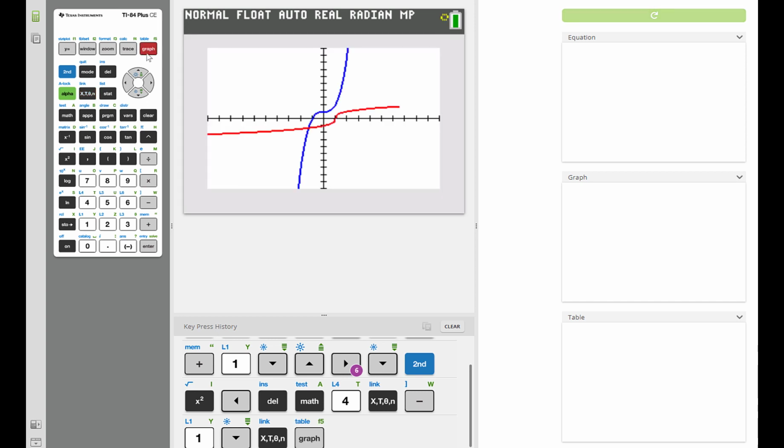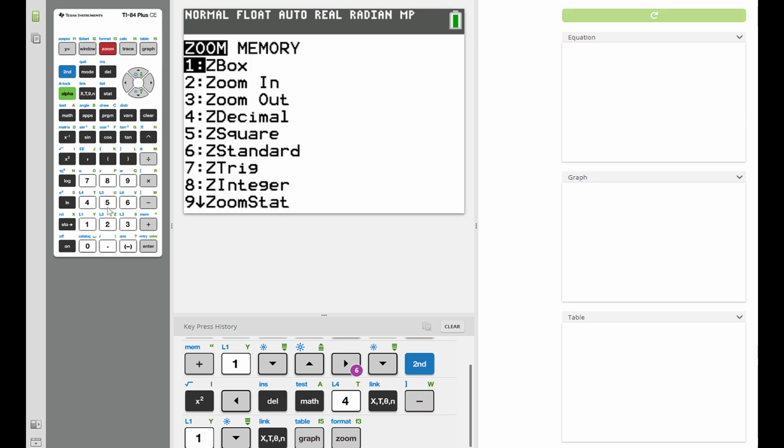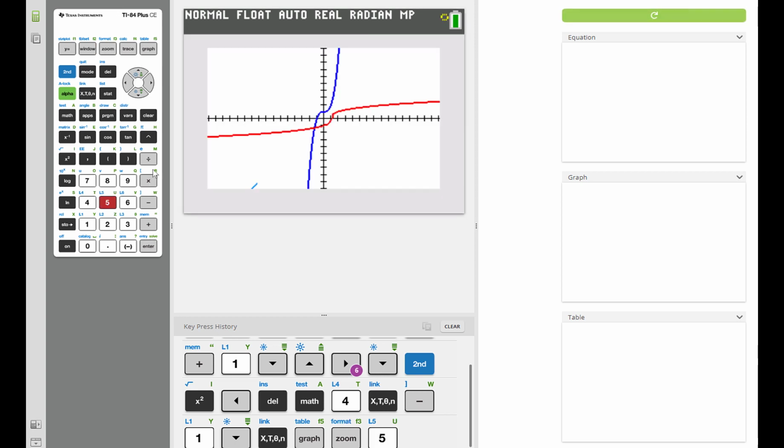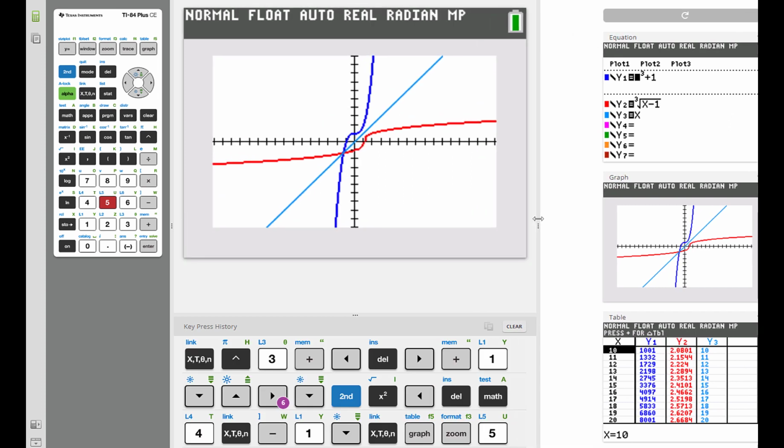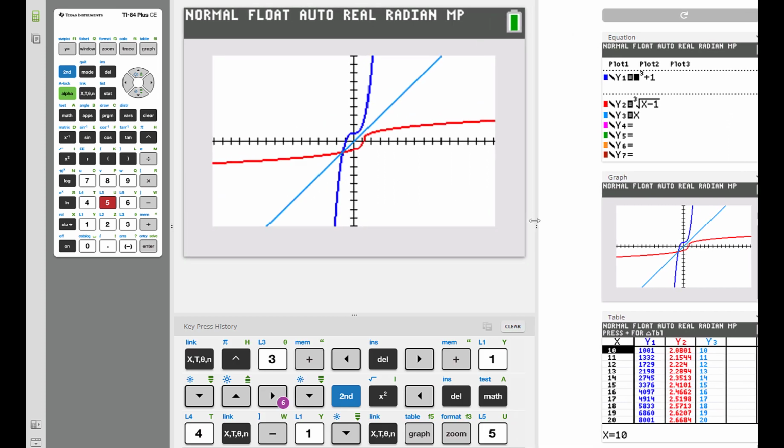When I graph these, they should look symmetrical to that line. That looks pretty good. You know, sometimes I like to go to the square function for the window. So I'll go to number 5 under zoom. And that makes it square, so it looks a little bit more symmetrical. And that looks very nice. I like how that looks.